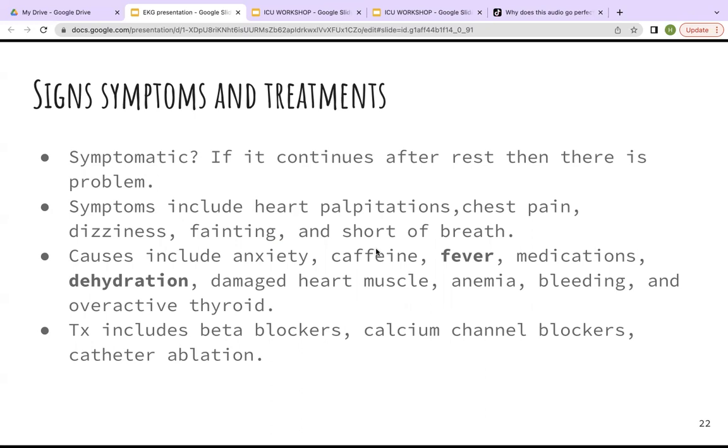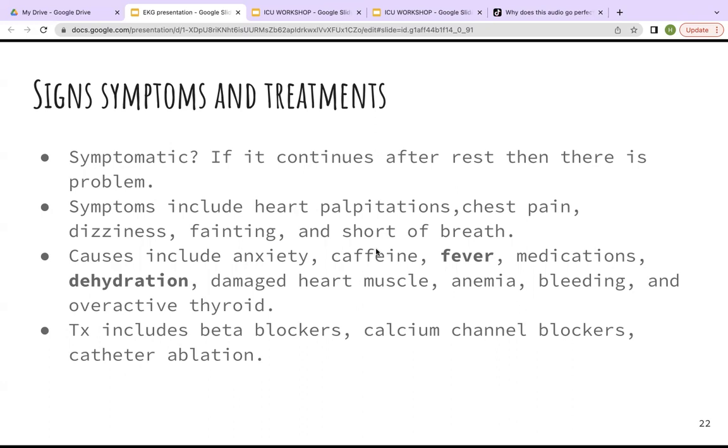Because when you're thinking of what's happening in tachycardia, the blood in the ventricles and the atrium is not having enough time to fill before it's being shot out into the body. So you're still not getting the necessary oxygen you need if you're beating too fast, because you're not able to get that full volume into the ventricle and back into the body. Some causes can include fever, medications, dehydration, anemia, bleeding, and thyroid.